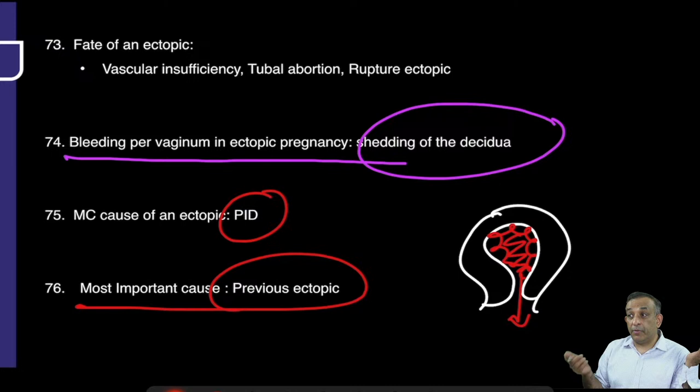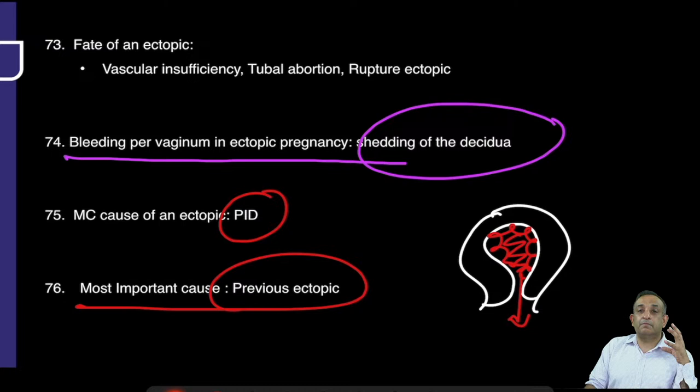I mean, this beats logic at all levels. Come on, guys. She's pregnant for the first time and she has an ectopic. That's because she has PID, or she has some other problem like endometriosis or tuberculosis. It's not because of previous ectopic. Previous ectopic is the most important cause of an ectopic.